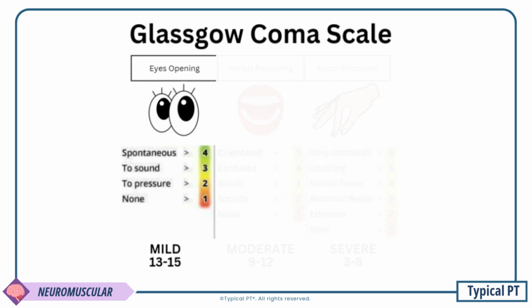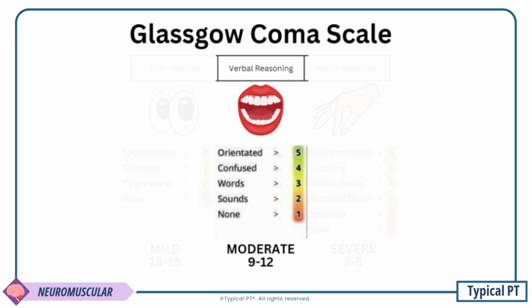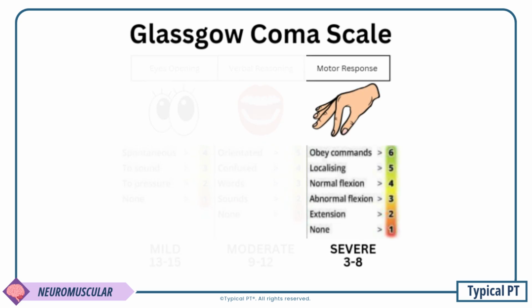For eyes opening, the scale shows spontaneous equals 4, to sound equals 3, to pressure equals 2, none equals 1. For verbal reasoning, the scale shows orientated equals 5, confused equals 4, words equals 3, sounds equals 2, none equals 1. For motor response, the scale shows obey commands equals 6, localizing equals 5, normal flexion equals 4, abnormal flexion equals 3, extension equals 2, none equals 1.